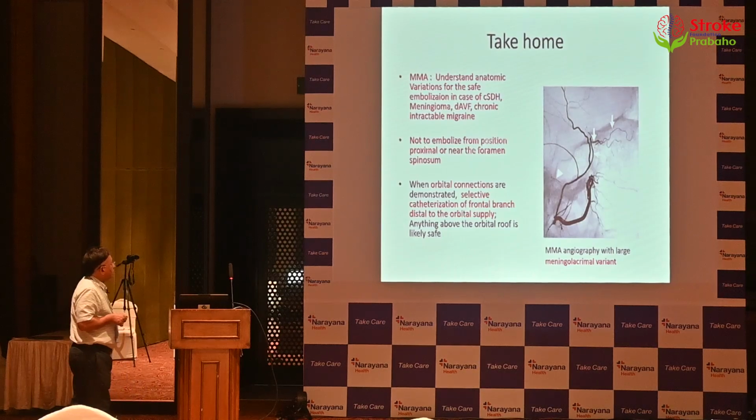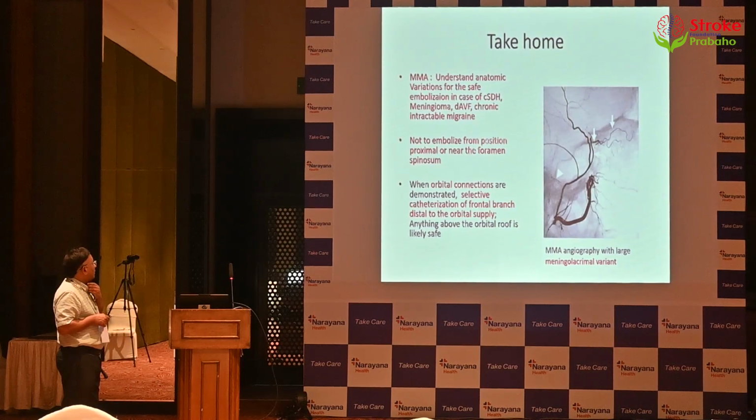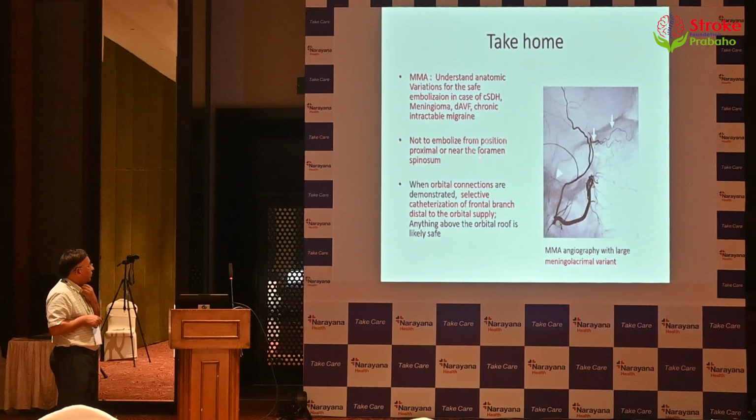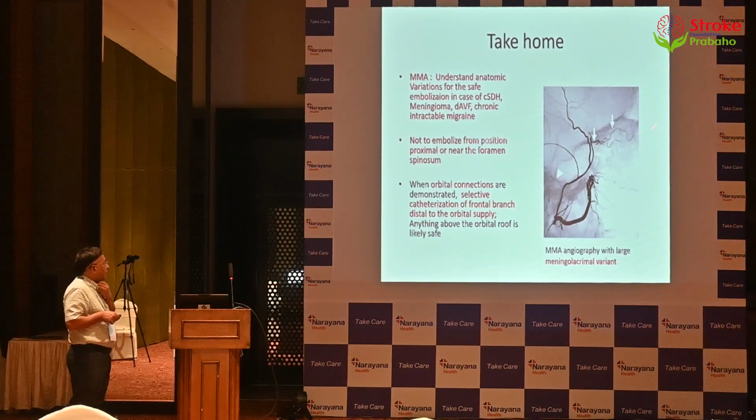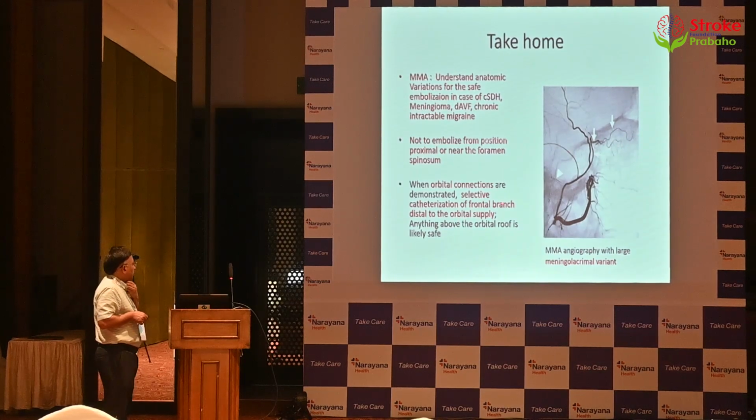So the take home is the middle meningeal artery. It is important to understand the anatomic variation for safe embolization in cases of chronic SDH, meningioma, and dural arteriovenous fistula. Another indication for middle meningeal embolization is chronic migraine or chronic intractable headaches. It is important not to embolize from a position proximal or near the foramen spinosum, and it's most important to preserve the orbital connection, because it may have a connection with the ophthalmic artery, and sometimes you may endanger the ophthalmic artery because of this dangerous anastomosis. So anything above the orbital roof is always safe.